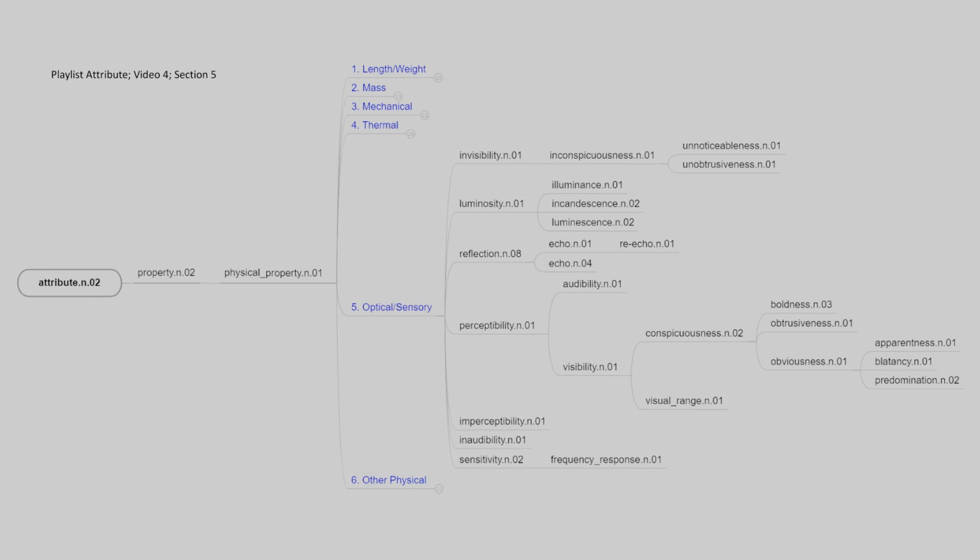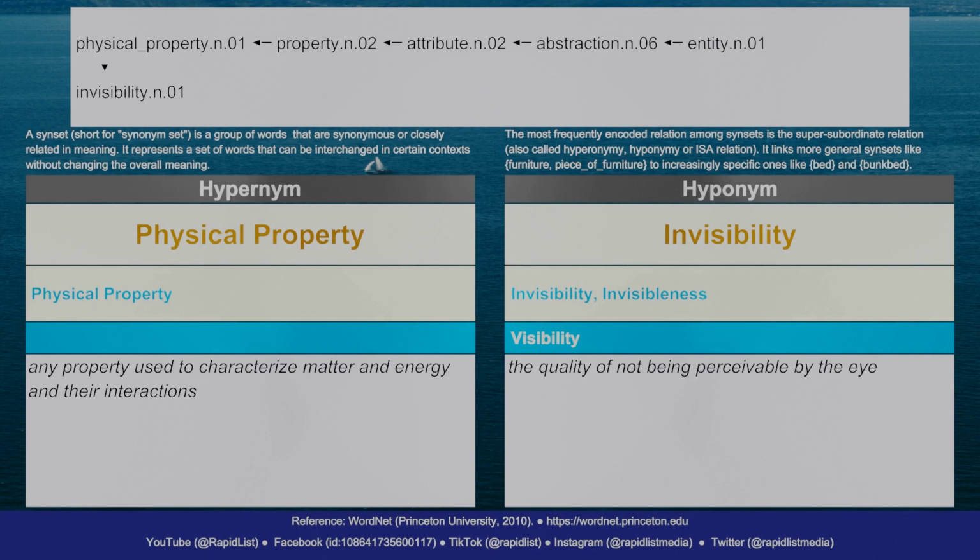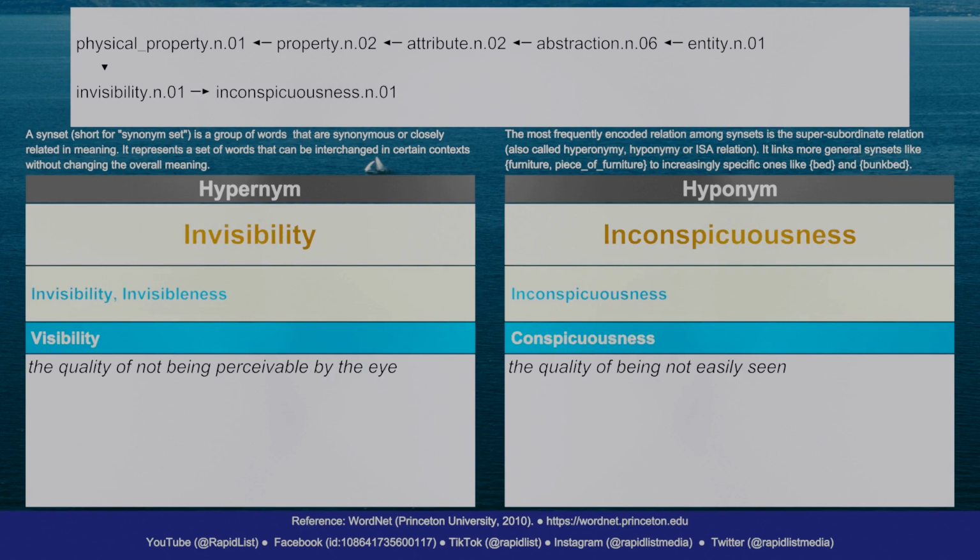Section 5. In this section we will explore optical and sensory properties such as invisibility, luminosity, inaudibility, sensitivity. Invisibility. The quality of not being perceivable by the eye. Inconspicuousness. The quality of being not easily seen.